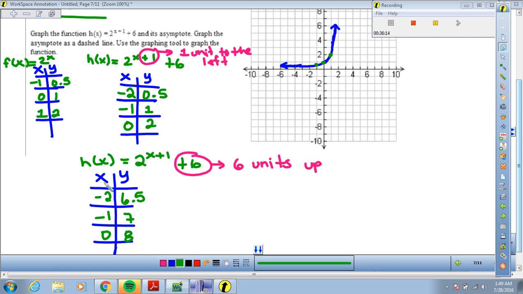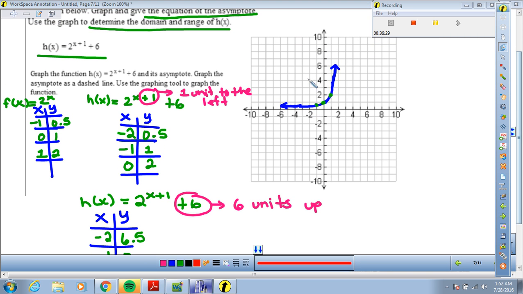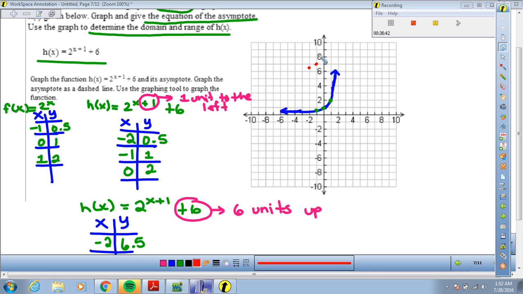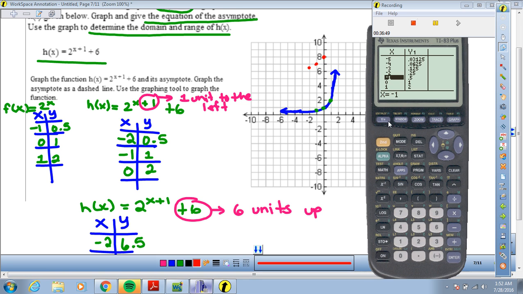So now the new graph would be, let me use another color, negative 2, 6.5. So negative 2, 6.5 would be more or less right there. Negative 1, 7. And 0, 8. Right here. You may say, that is going to look like a line. Well, remember that our functions in this section are exponential functions. Exponential functions do not look like lines. Let's grab the transformed one and see how that will look.